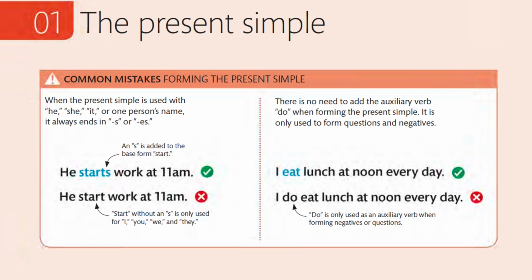There is no need to add the auxiliary verb do when forming the present simple. It is only used to form questions and negatives. I eat lunch at noon every day. I do eat lunch at noon every day. Do is only used as an auxiliary verb when forming negatives or questions.